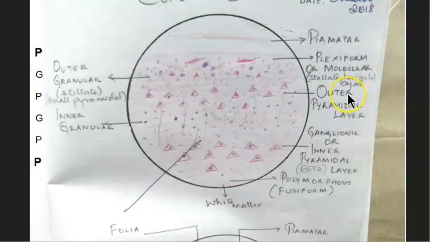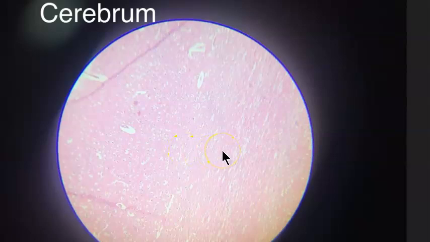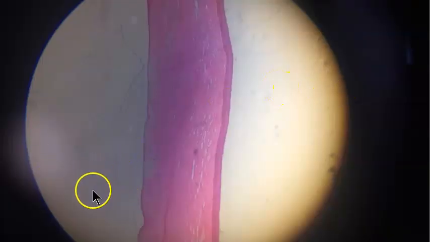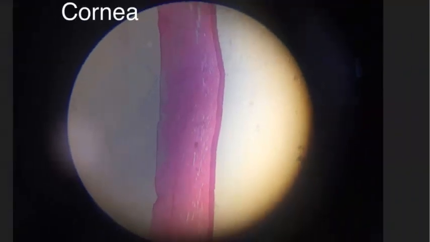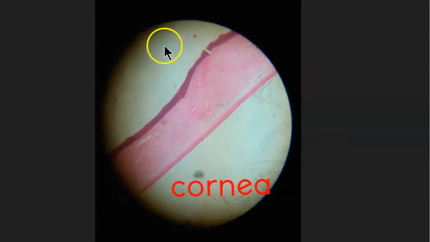If you need to know why it is that, then you'll have to look at the details about the cells, the type of cells, pyramidal, granular, etc. Another cerebrum slide here. Guess this one. Pretty easy. Yes, it is cornea. This one, another one, cornea.